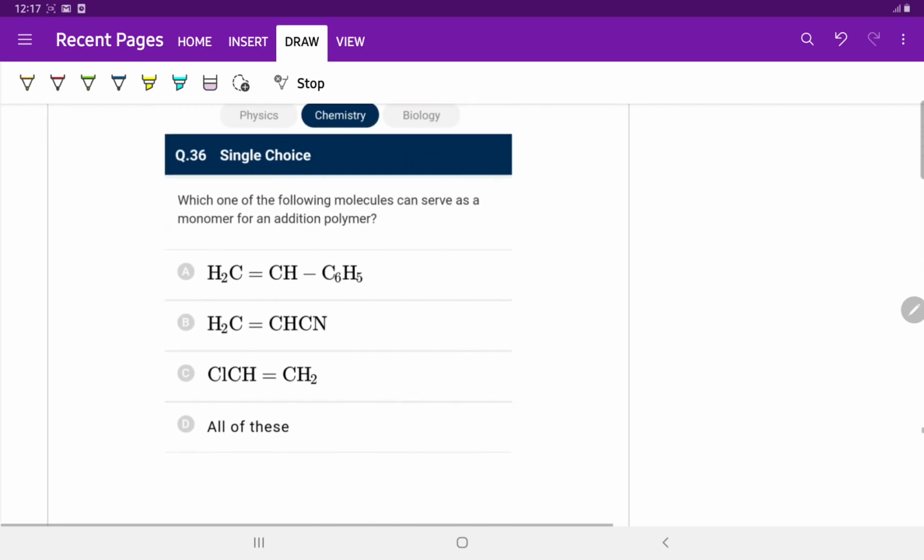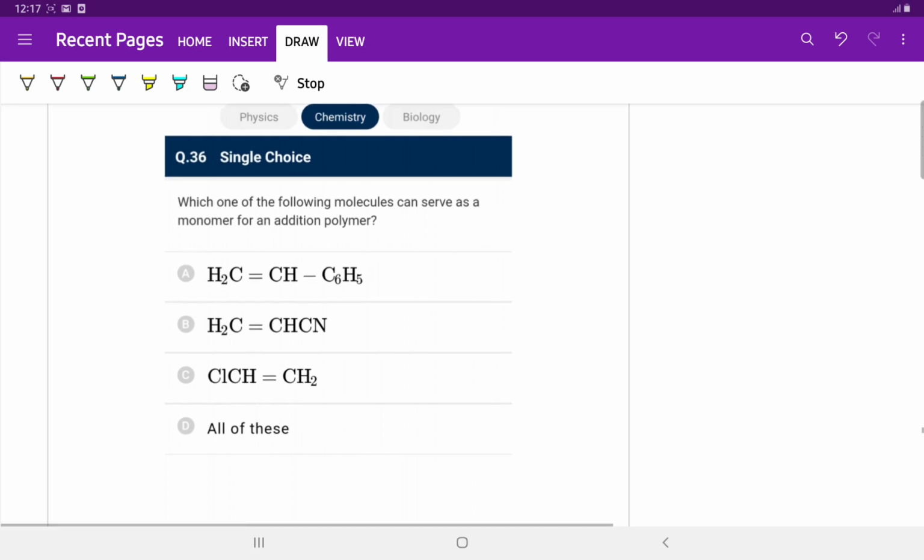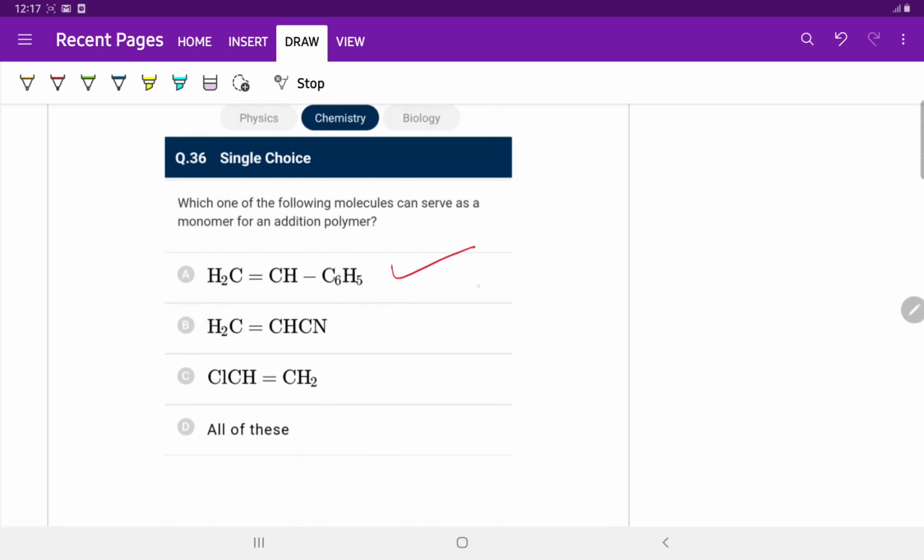Question number 36. Which one of the following molecules can serve as a monomer for an addition polymer? This is styrene, from polystyrene. This is acrylonitrile, from polyacrylonitrile. This is from polystyrene. This will form PVC, polyvinyl chloride, all of these.